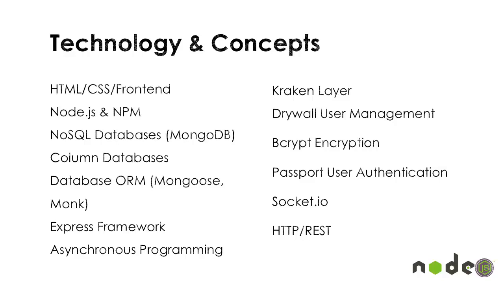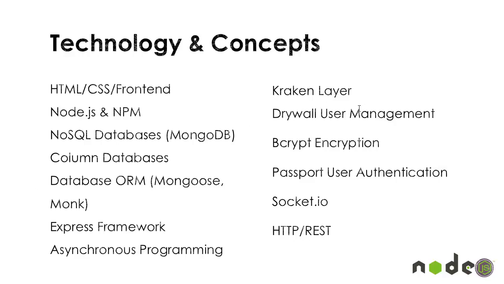We'll be dealing with the Express framework in most of our projects. That's basically a type of, I guess, MVC layer or framework that sits on top of Node and deals with routing, things like that. Asynchronous programming, JavaScript in Node uses asynchronous programming by nature, so callbacks, things like that. Kraken is a framework or a layer that sits on top of Express that gives us a lot of additional options.